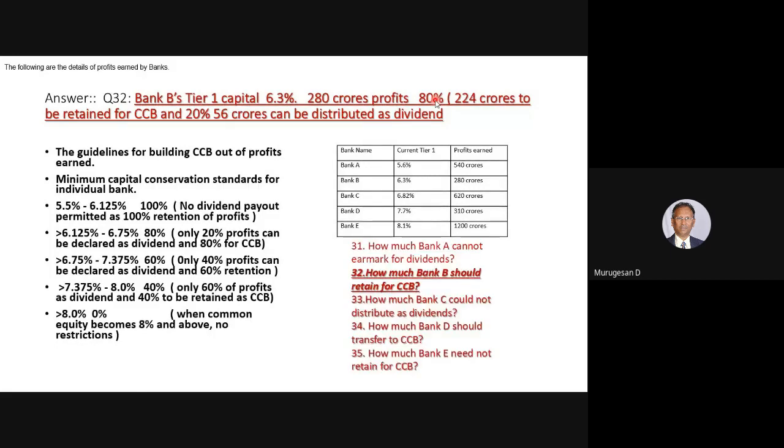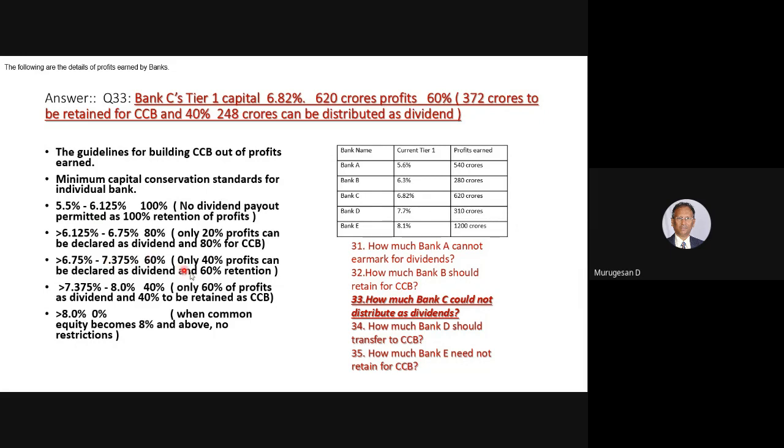You see the third question, 33. How much bank C? Bank C has 6.82 capital already. Okay, 6.82 means which category? This you have to remember. 6.82 means third slab. You know, more than 6.75, less than 7.7. So bank C is in the third category.